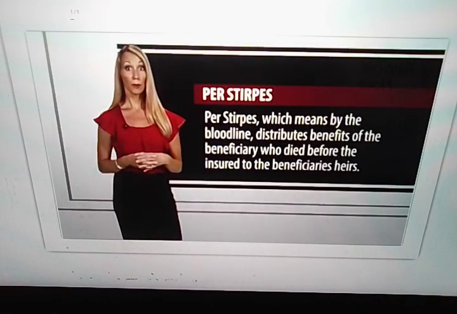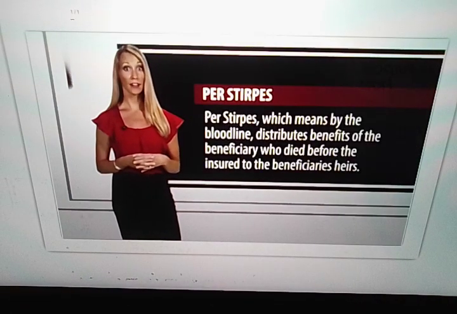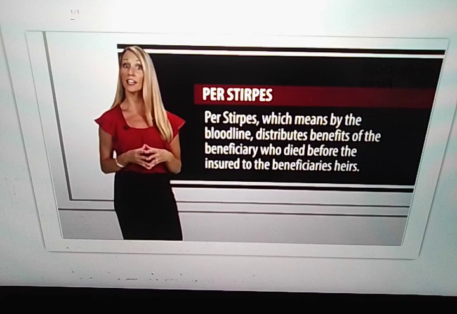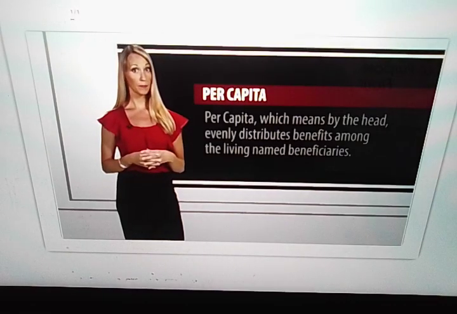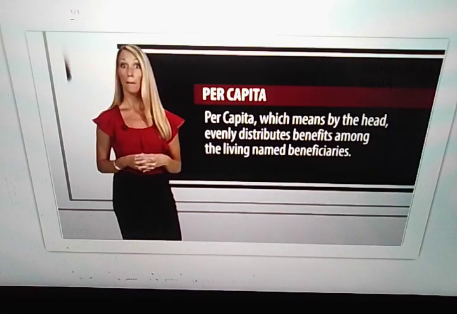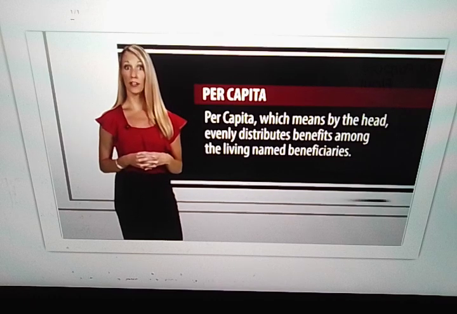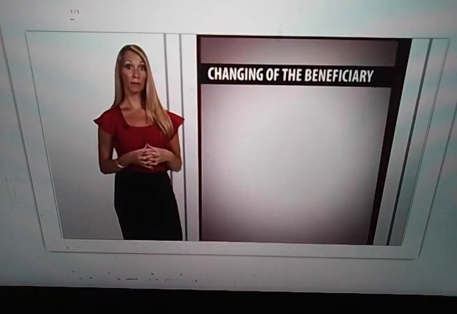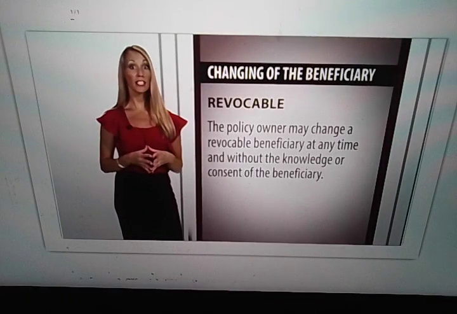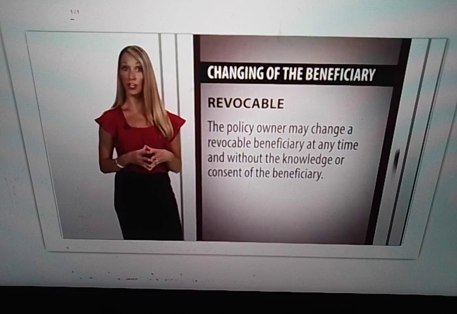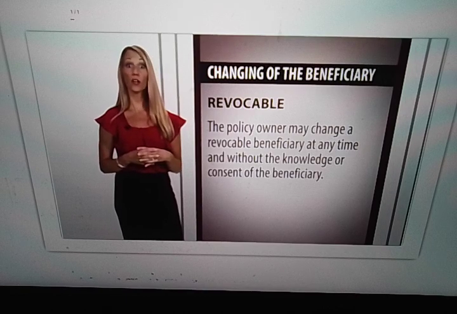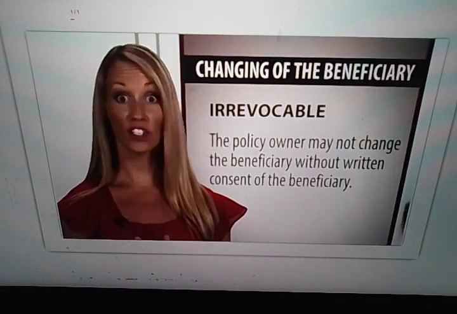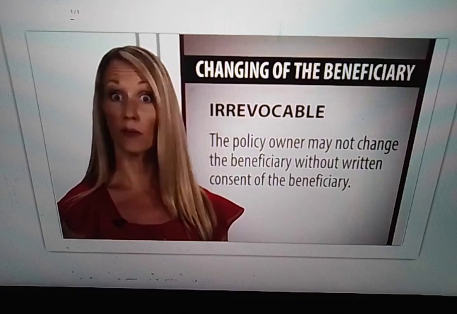Per stirps. Per stirps, which means by the bloodline, distributes benefits of the beneficiary who died before the insured to the beneficiary's heirs. Per capita. Per capita, which means by the head, evenly distributes benefits among the living named beneficiaries. Changing of the beneficiary. Revocable. The policy owner may change a revocable beneficiary at any time and without the knowledge or consent of the beneficiary. Irrevocable. The policy owner may not change the beneficiary without written consent of the beneficiary.